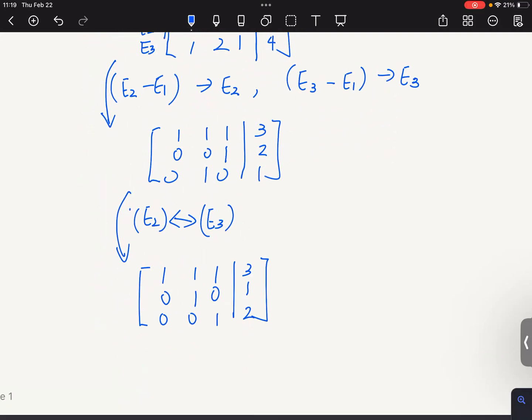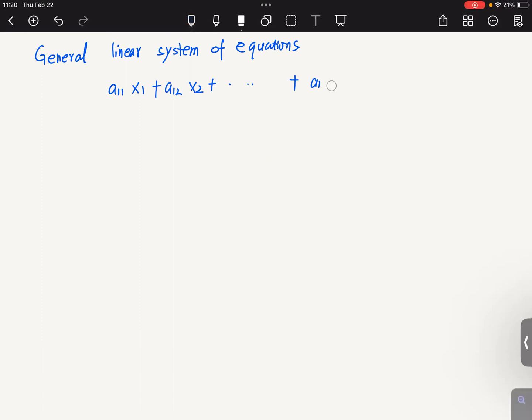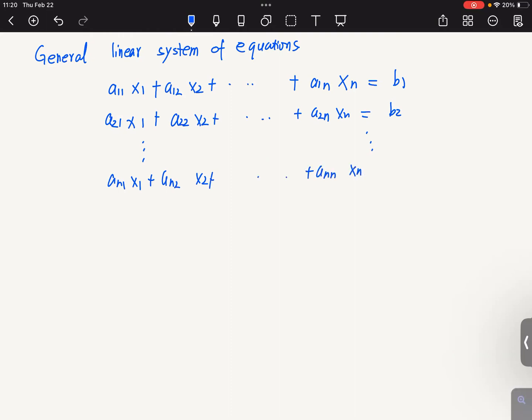So let's go to the general case. A general linear system looks like this. First, let's define the general linear system of equations. We have the coefficients and the variables. Let's say this is an n by n system: n linear equations with n unknown variables. A21 x1 plus A22 x2 plus up to A2n xn equals b2, and so on and so forth, until we have the nth equation: an1 x1 plus an2 x2 plus up to ann xn equals bn.